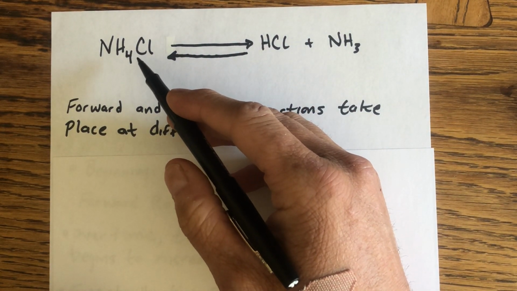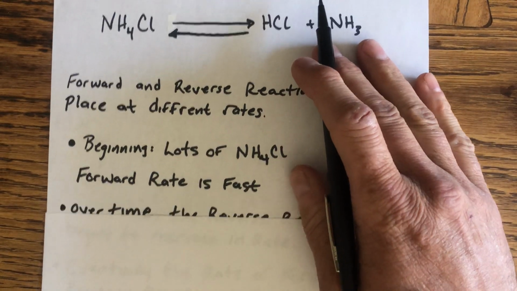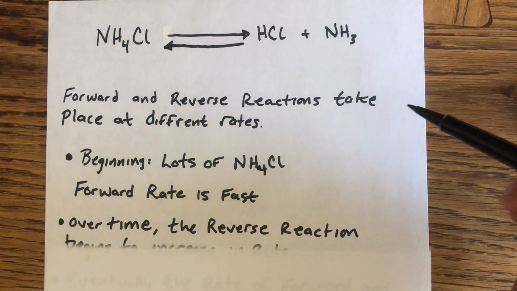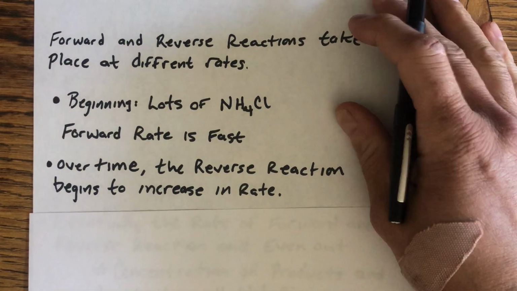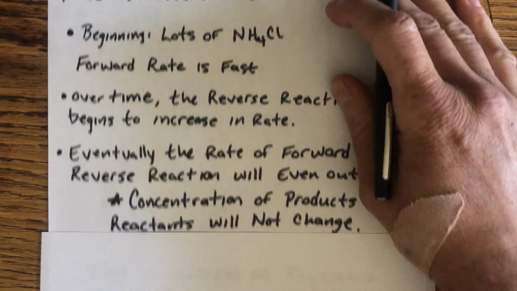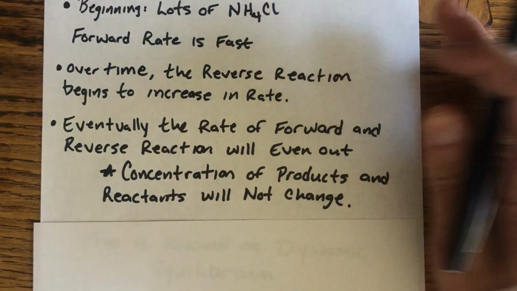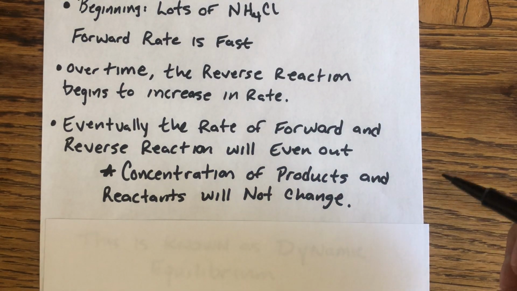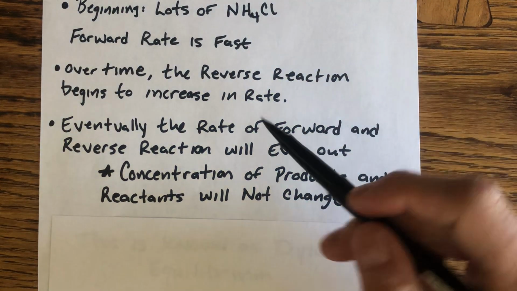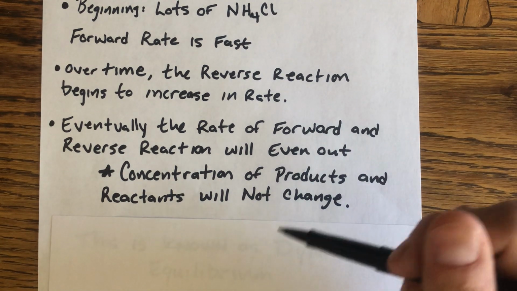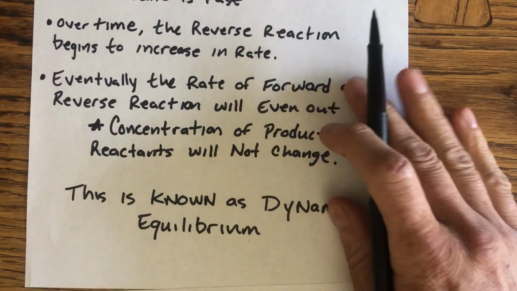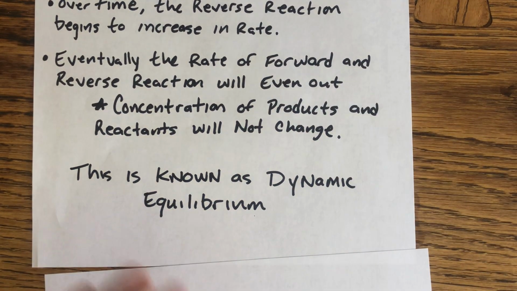And so once we get a buildup of these things, the rate of reaction from product back into reactant can begin to speed up. And over time, the reverse reaction begins to increase in rate, and eventually the rate of the forward and reverse reaction will even out, and the concentration of the products and the reactants will not change. That's not to say that there's equal amounts of both reactant and product, but just the rate of change is the same.